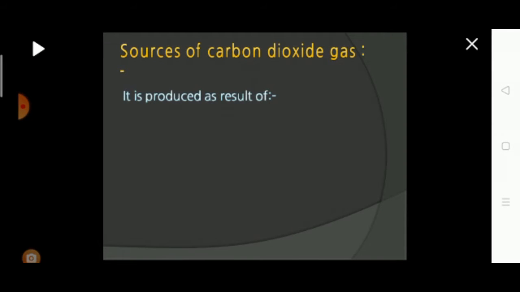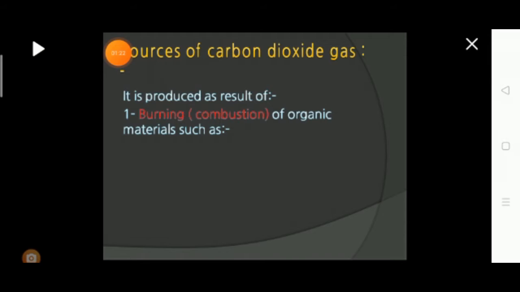So, what are the sources of carbon dioxide gas? Carbon dioxide gas is produced as a result of, firstly, burning or combustion of organic materials such as what? Wood, coal, oil, gasoline and tobacco. Burning or combustion of these organic materials results in forming carbon dioxide gas.